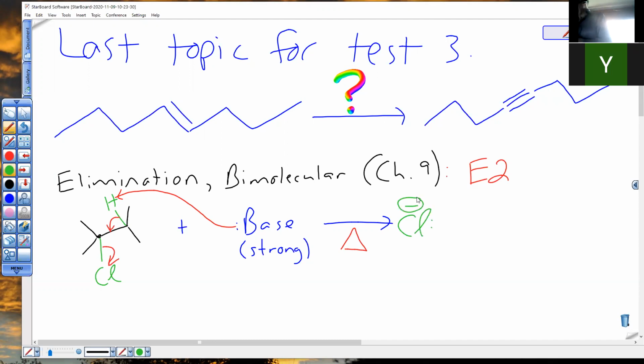Cl minus, very stable. What did we make? We made a pi bond. Okay, well, we can make a pi bond from an alkyl halide. Now, what would happen if my molecule had a halogen on adjacent positions? Could I not do the same thing twice?